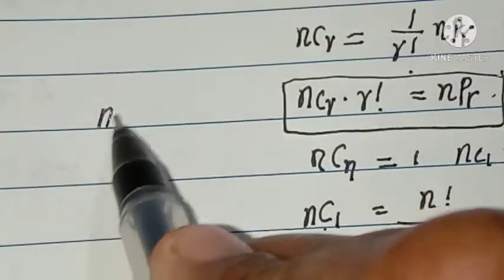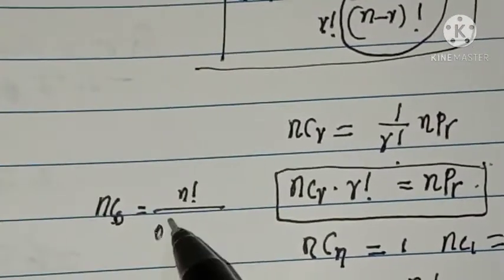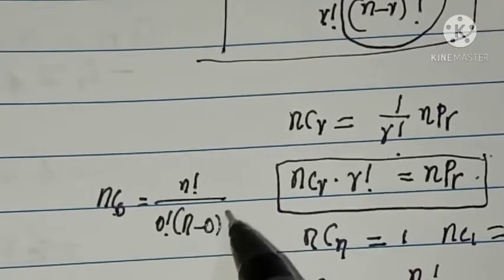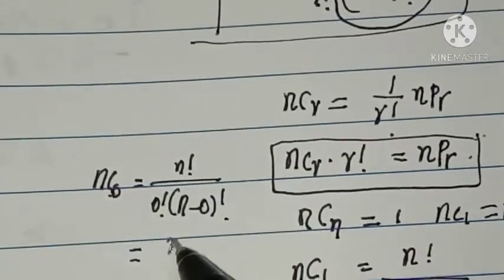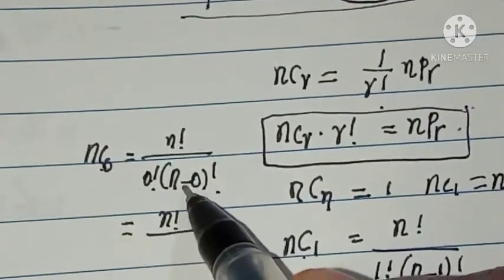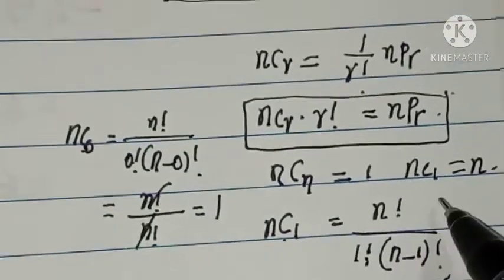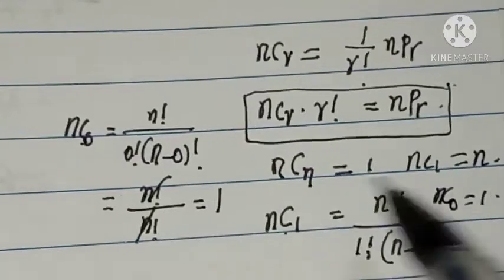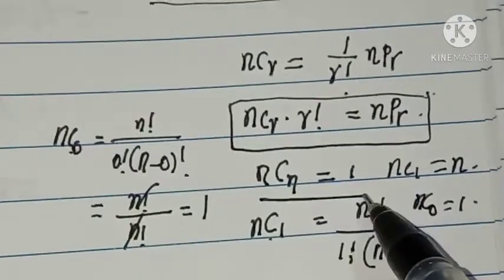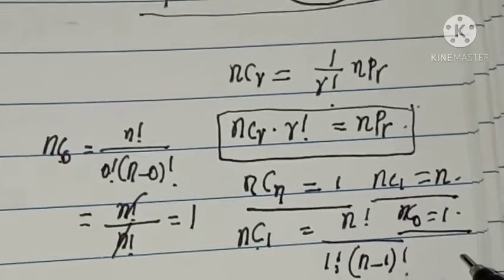It's clear. Similarly, we can find nC0. Put r equal to 0 here. So n factorial by 0 factorial into n minus 0 factorial. 0 factorial is 1, n minus 0 is n, so n factorial by n factorial. Cancelling, we get 1. That is nC0 equal to 1. So learn this formula by heart: nCn equal to 1, nC1 equal to n, nC0 equal to 1.